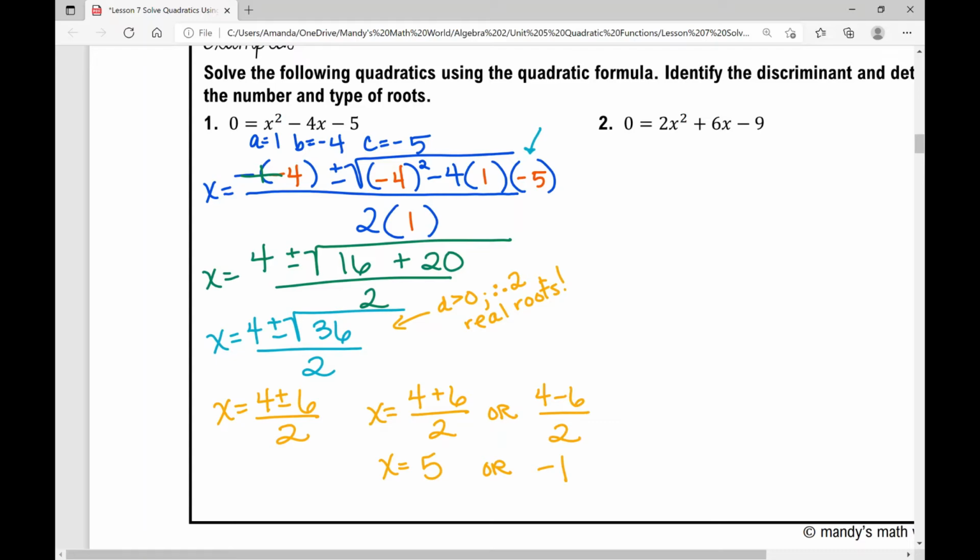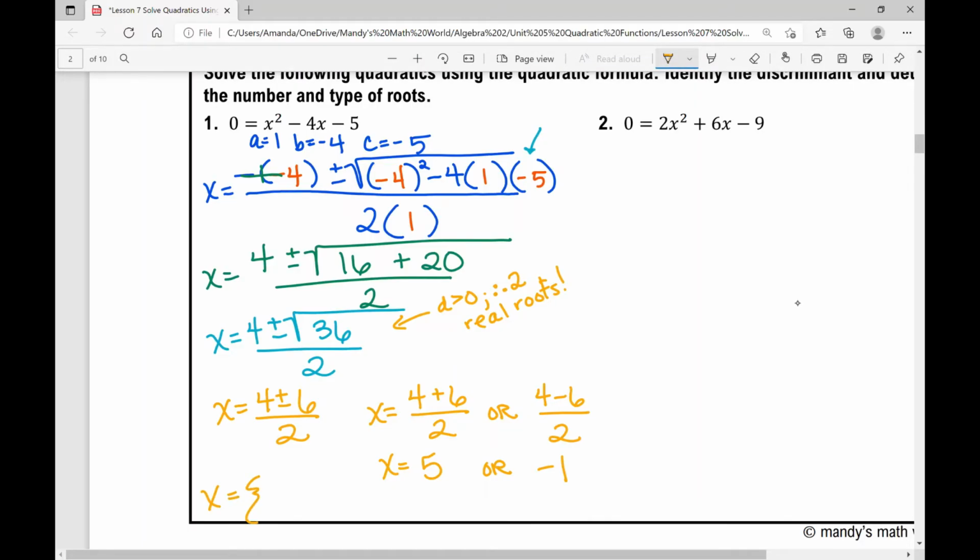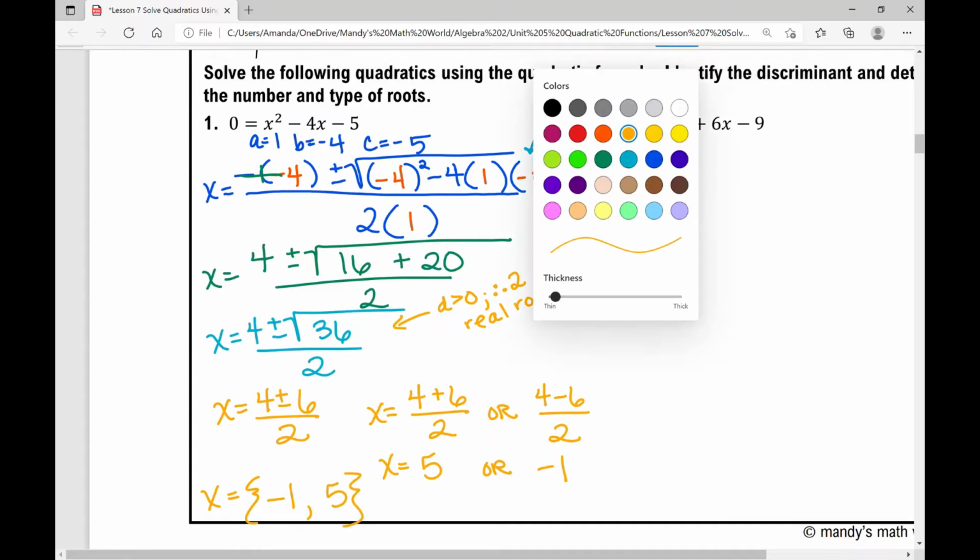And in fact, this quadratic is factorable. But I just wanted to show you that you could factor this, and that would have been way easier. But it also works if you use the quadratic formula. It works every single time. So x equals -1 and 5.